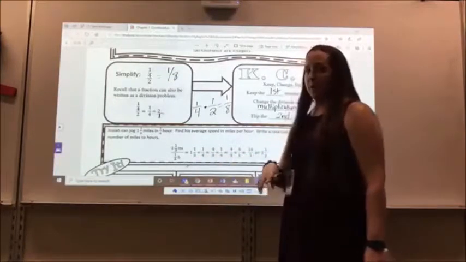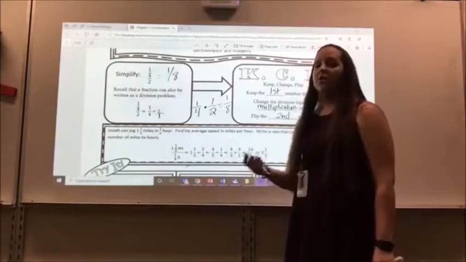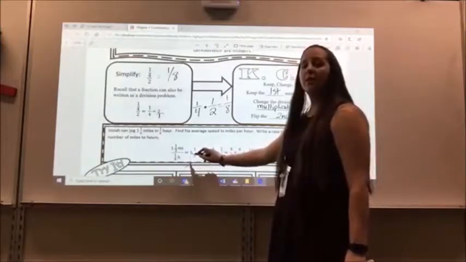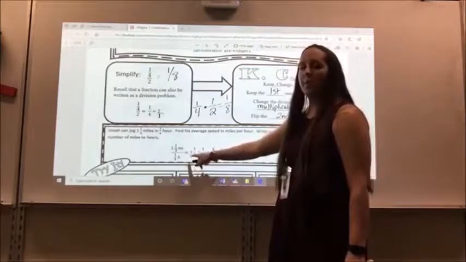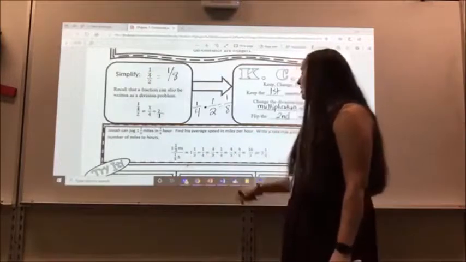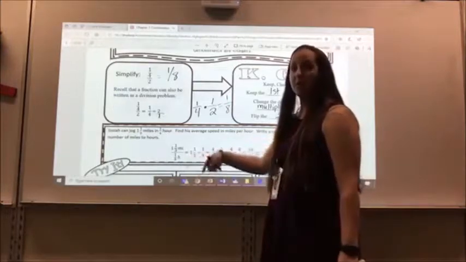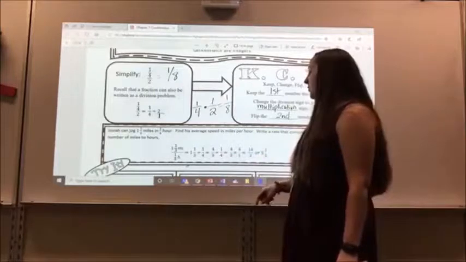I'm going to change 1 1/3 from a mixed number into an improper fraction. If you remember how to do that, you take 3 times 1 plus 1. So you take your denominator times your whole number plus your numerator. 3 times 1 gives me 3. 3 plus 1 is 4. So I have 4/3 when that's done, and I get 4/3 divided by 1/4.